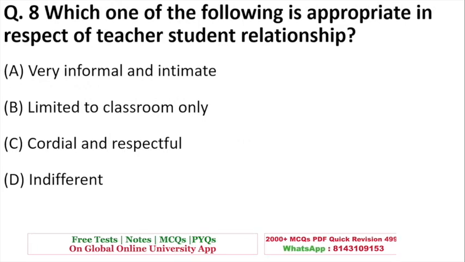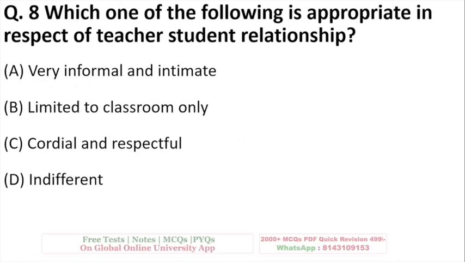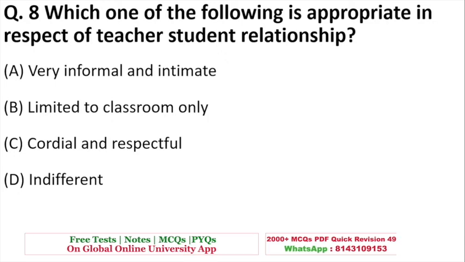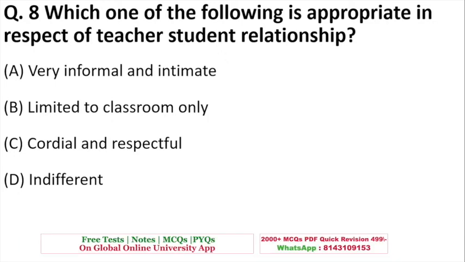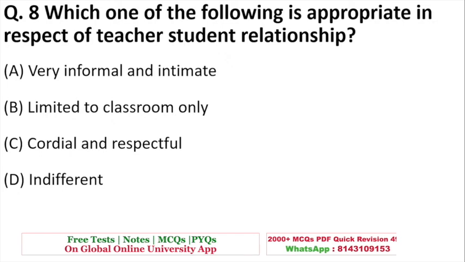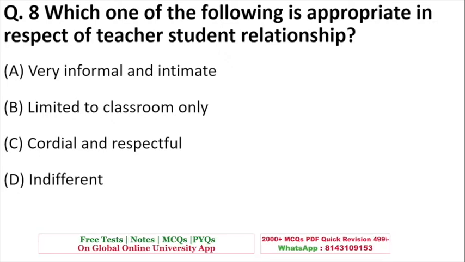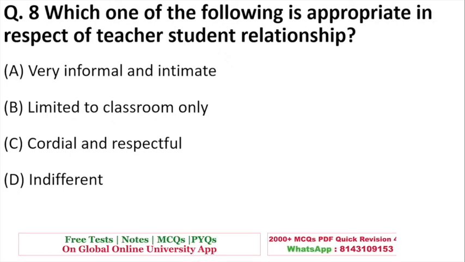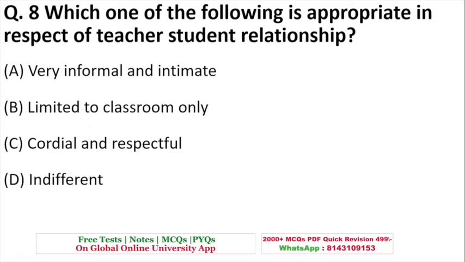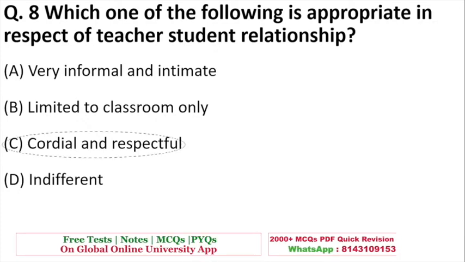Which one of the following is appropriate in respect of teacher student relationship? So what kind of a relationship should be there between a teacher and a student? It should be cordial and respectful. Right answer is option C.